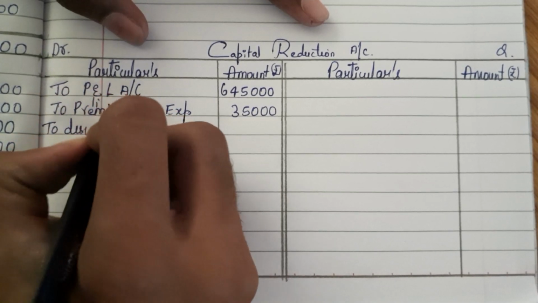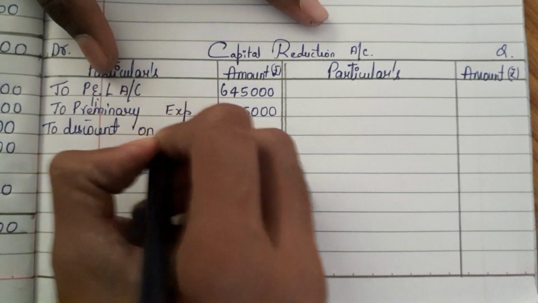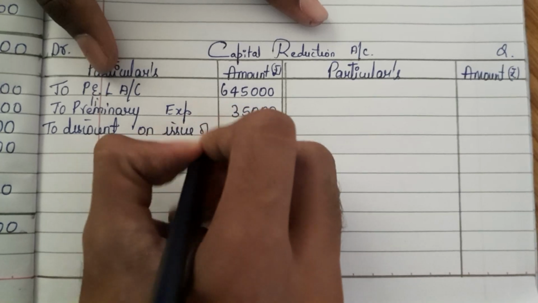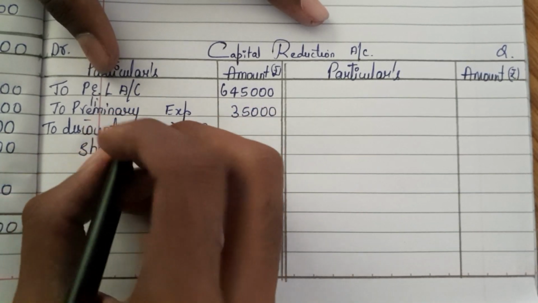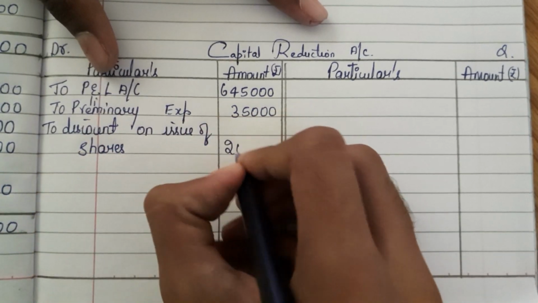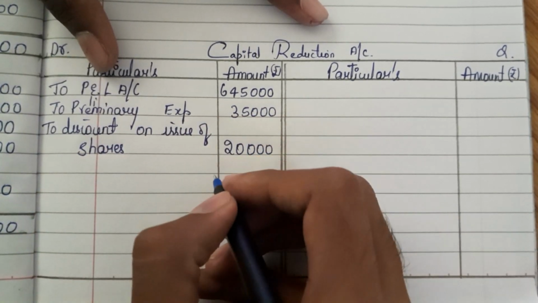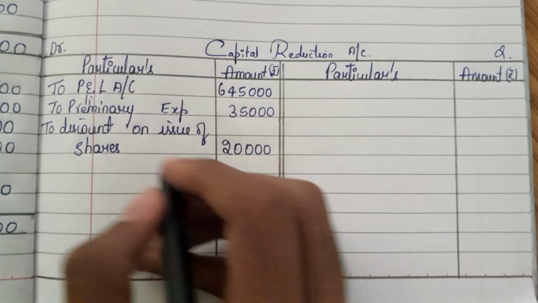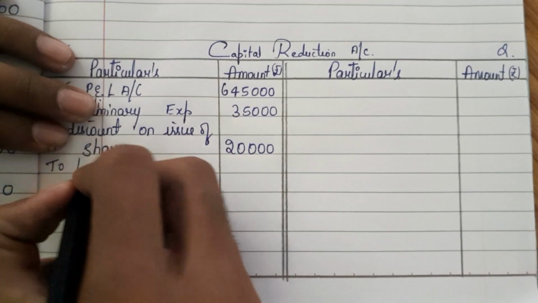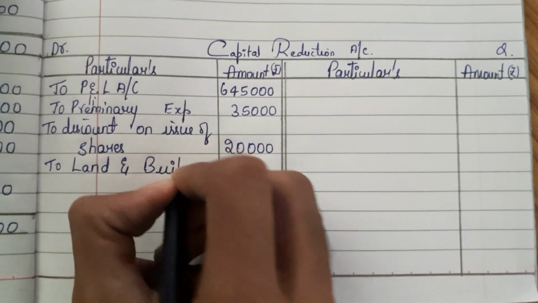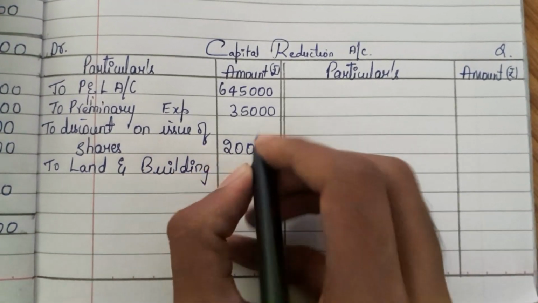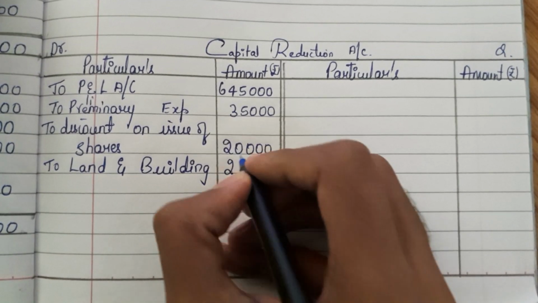So to discount on issue of shares, it is rupees 20,000. Next, land and building were overvalued by 50,000. So to land and building, it was overvalued by 50,000.